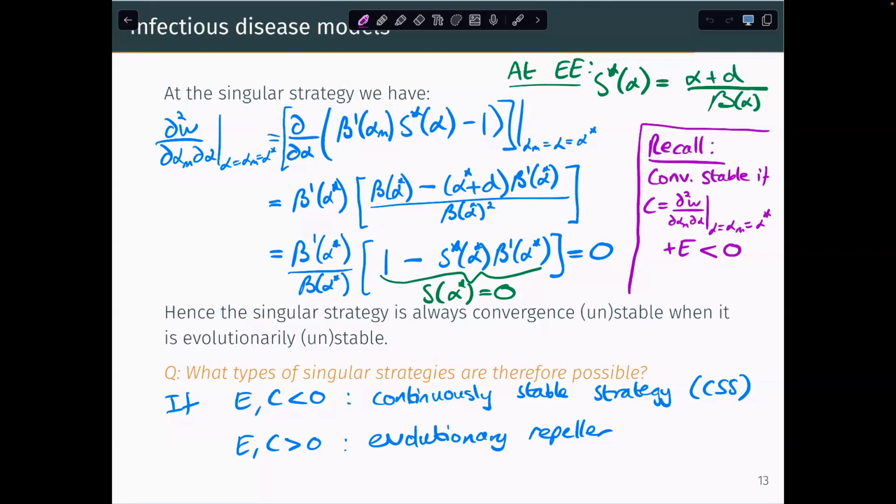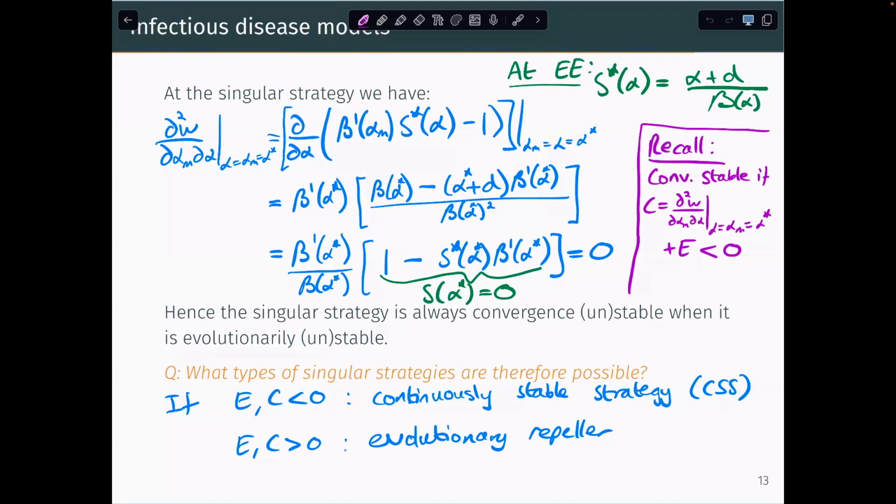We're at our endemic equilibrium, and s star of alpha is alpha plus d over beta of alpha. So we need to use our quotient rule. This should be relatively straightforward. When you do this, you end up with a beta prime alpha star at the front over beta of alpha star. And then this term in the middle is just our selection gradient. But we're evaluating our selection gradient at alpha star, and by definition, alpha star is our singular strategy. So our selection gradient has to be equal to 0 here. So this term in the brackets just goes to 0. Therefore, our cross derivative is equal to 0.